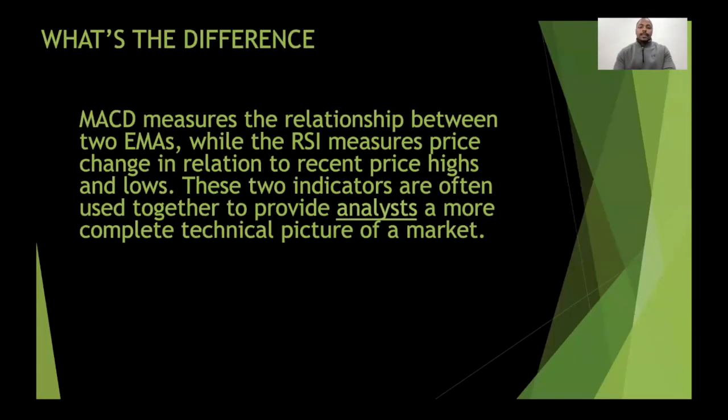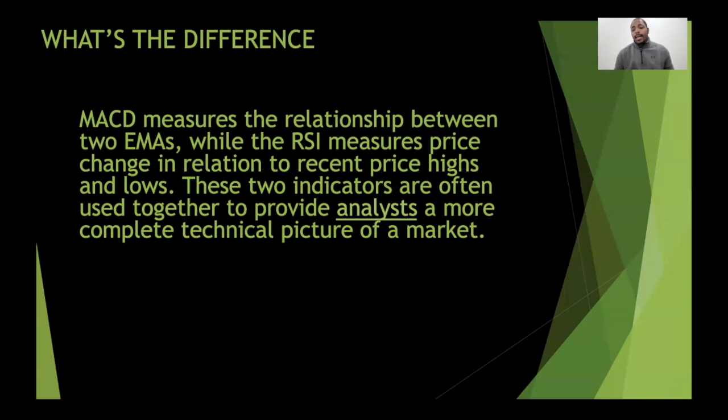So what do we have next? Oh yeah. Before we move on to the next one, I do want to explain the difference between the RSI, which we learned about last week, and the MACD. The MACD measures the relationship between the two MAs, which I showed you, right? While the RSI measures price changes in relation to recent price highs and lows. And we learned that last week. These two indicators are often used together to provide analysts a more complete technical picture of a market.